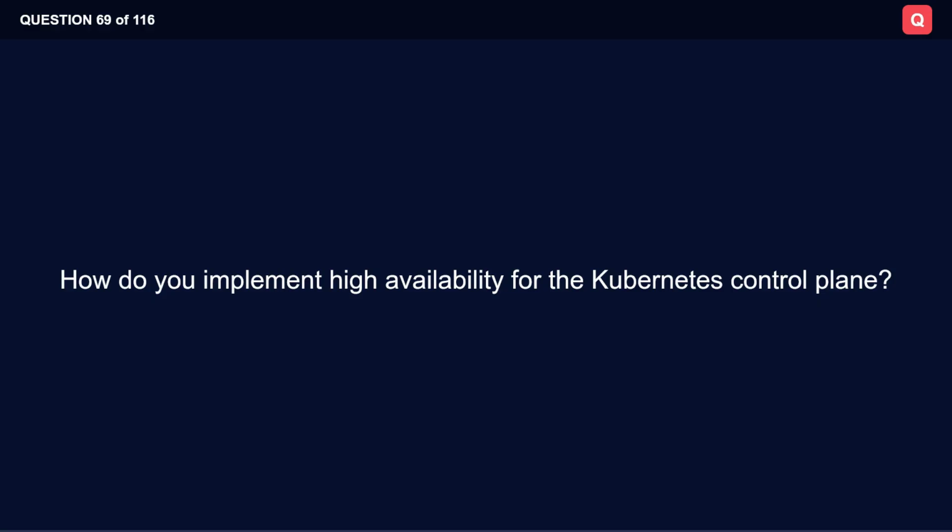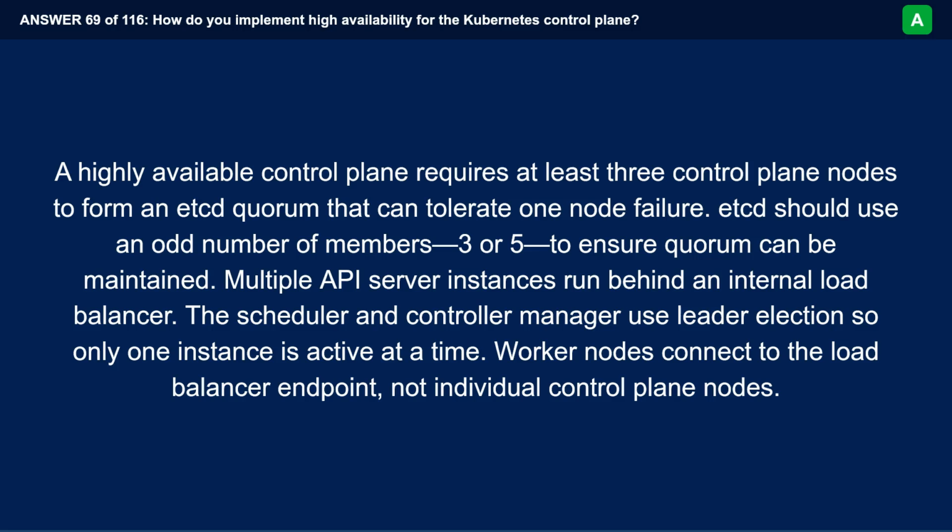How do you implement high availability for the Kubernetes control plane? A highly available control plane requires at least 3 control plane nodes to form an etcd quorum that can tolerate one node failure. etcd should use an odd number of members, 3 or 5, to ensure quorum can be maintained.